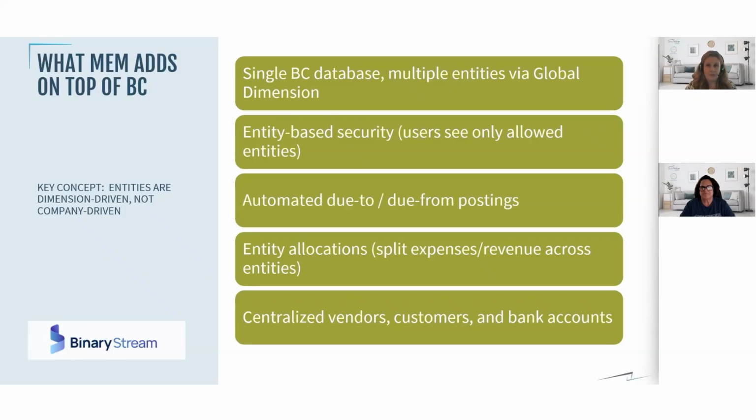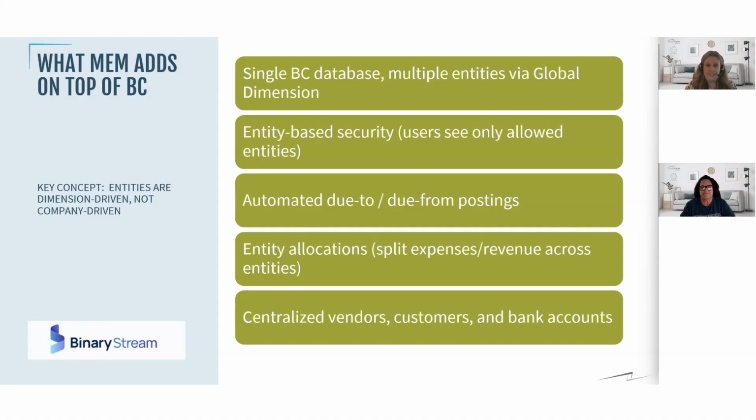You have automated due to, due from postings. So that's a little bit different than what Laura was describing with the separate entities that you are managing an inbox and an outbox for those postings. You have entity allocations, which is the ability to split expenses and revenue across entities with these already preset allocations, centralized vendors, customers, and bank accounts.